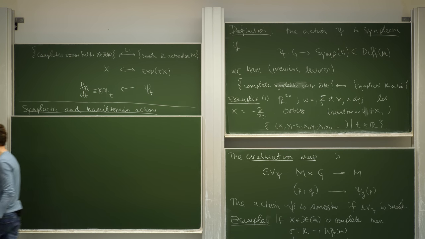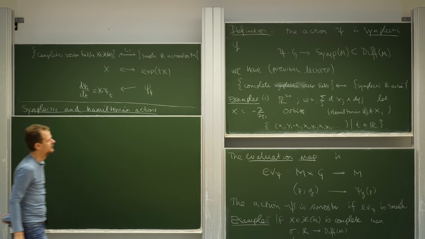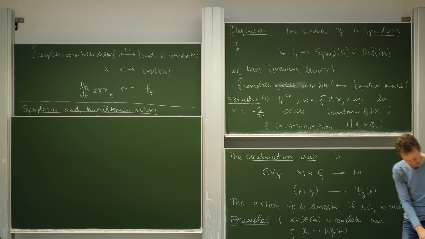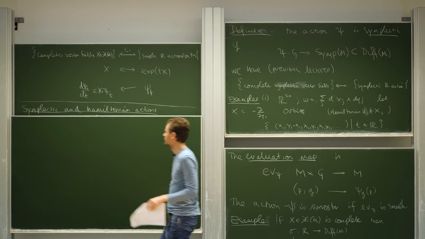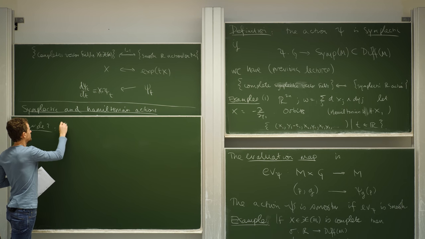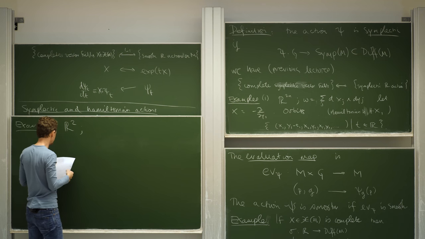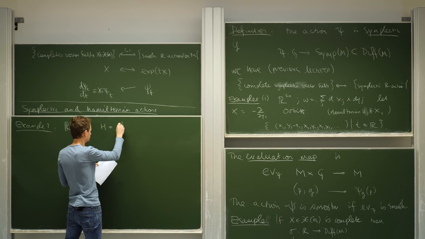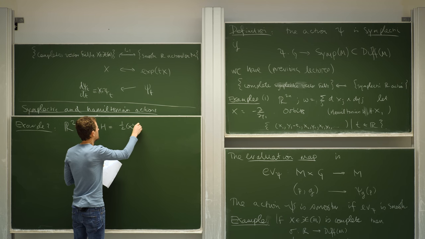A couple more examples before we continue. It's a very simple Hamiltonian, a simple symplectic action. Let's take a slightly more interesting example. I'll just do it for R2, and we'll generate our symplectic vector field from this Hamiltonian here.